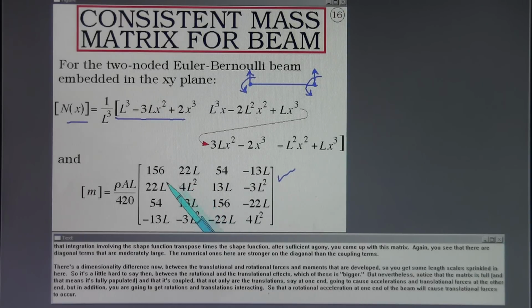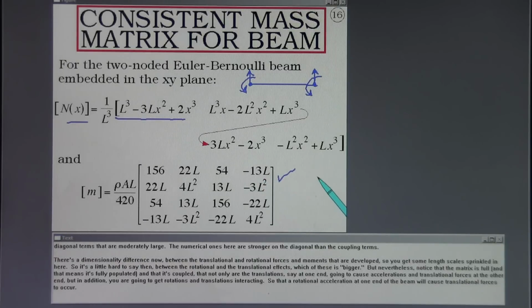But nevertheless, notice that the matrix is full. That means it's fully populated, and that it's coupled. That not only are the translations, say at one end, going to cause accelerations in translational forces at the other end, but in addition, you're going to get rotations and translations interacting, so that a rotational acceleration at one end of the beam will cause translational forces to occur.